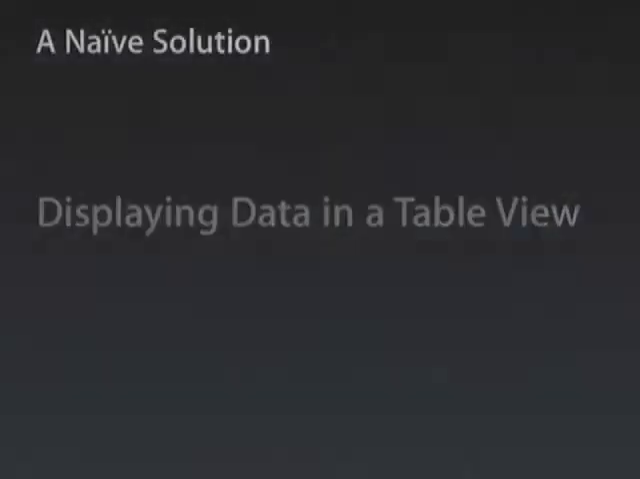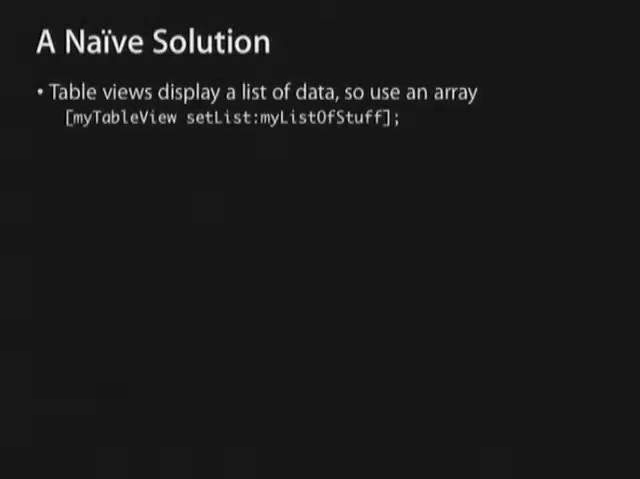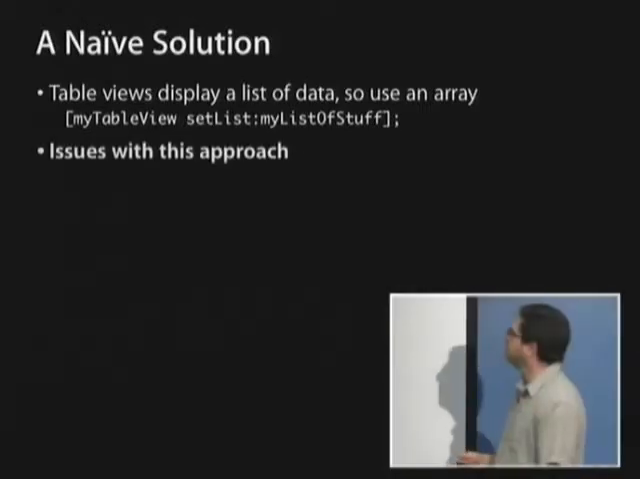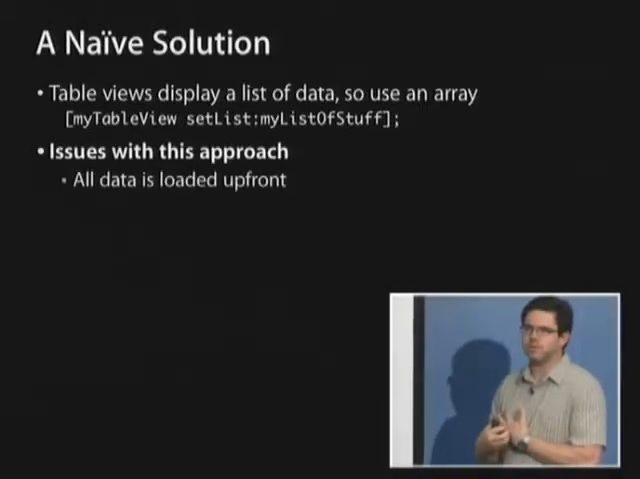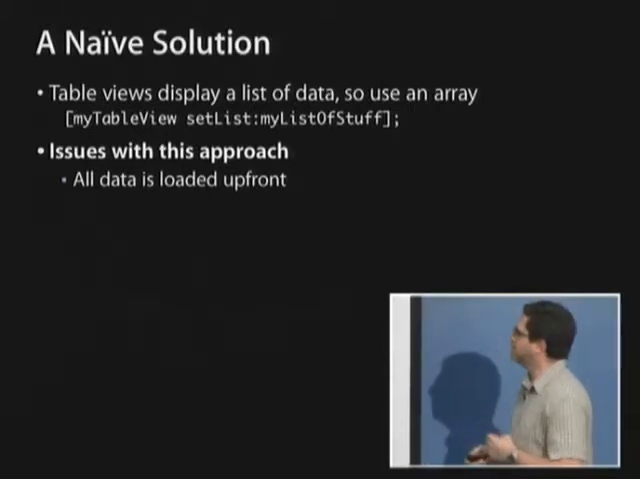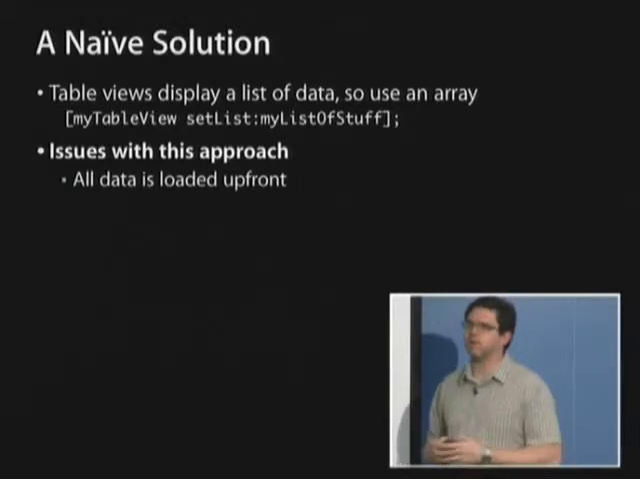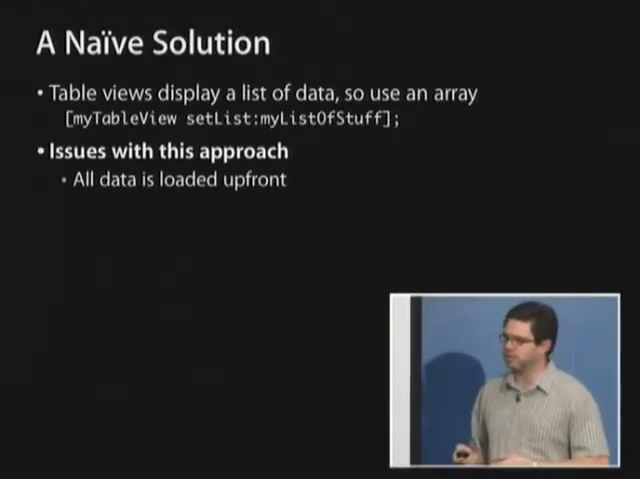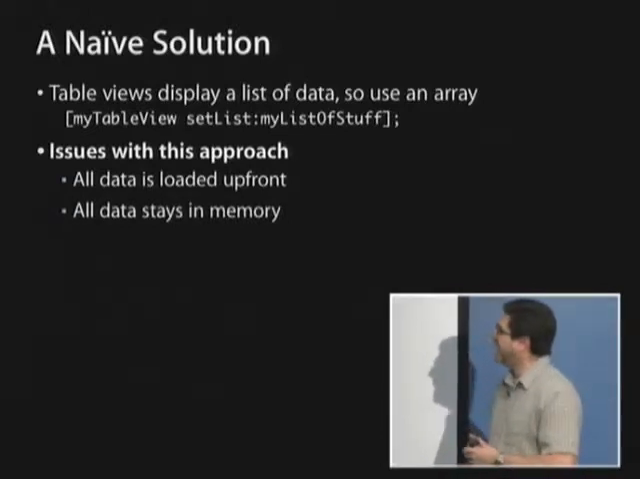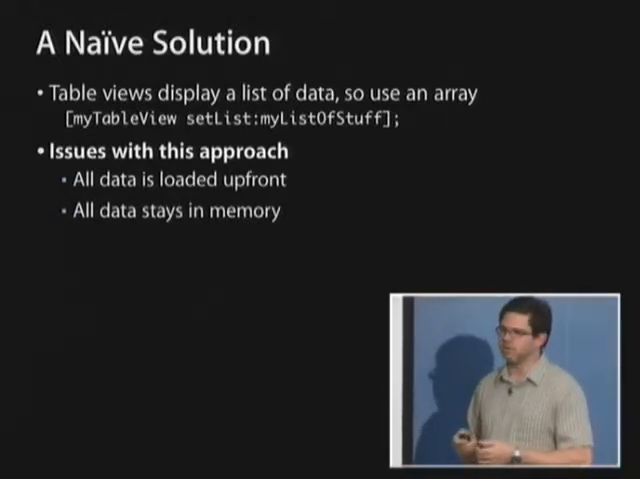So, displaying data in a table view. A simple solution would be to just hand the table view a big array of stuff and say, here, display all these things. For small table views, that actually might work fine, but it can get pretty expensive. You have to load everything up front if you're pulling from a database or over a network, or even just having to create objects that represent each row. That gets really expensive. And everything stays in memory. Memory is pretty precious on these devices, and we want to be pretty efficient with it.